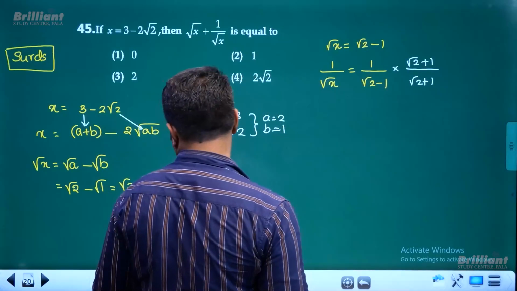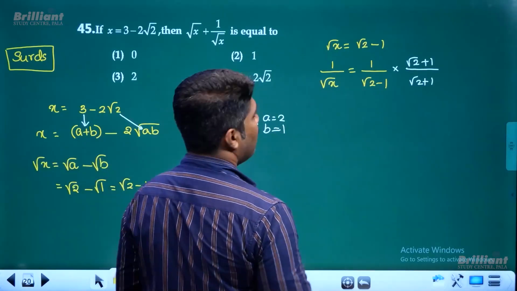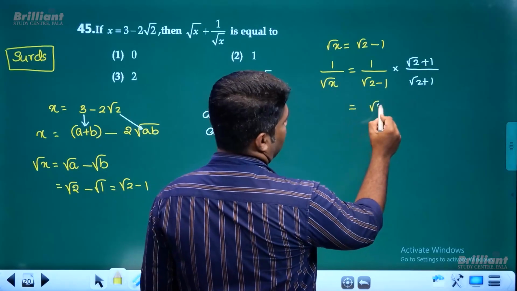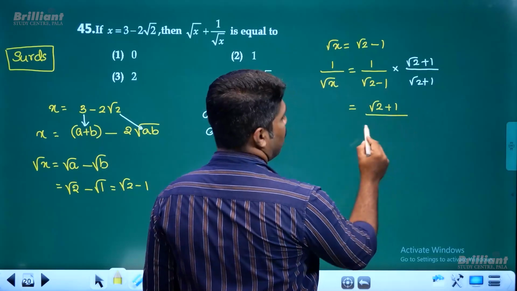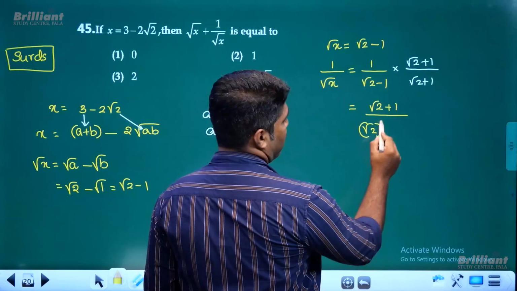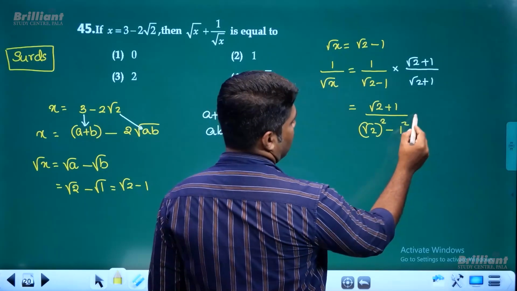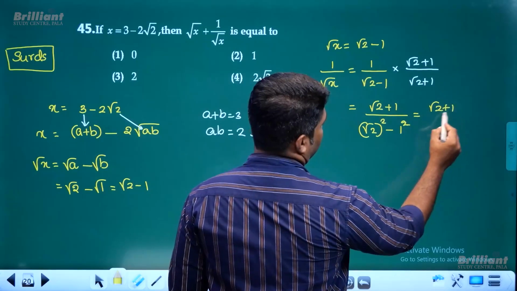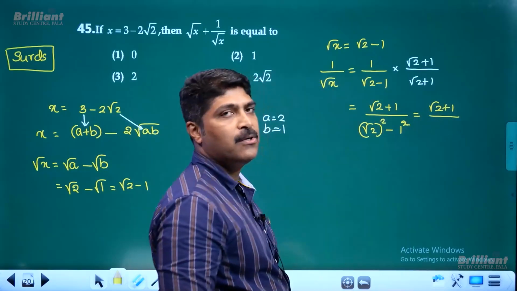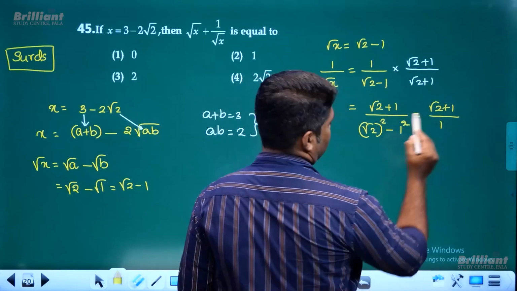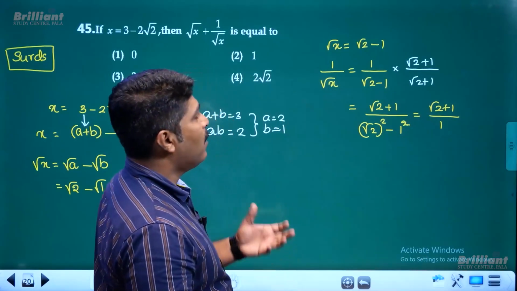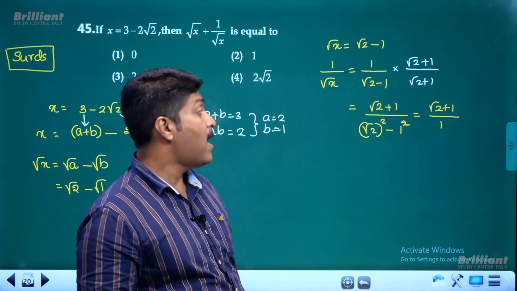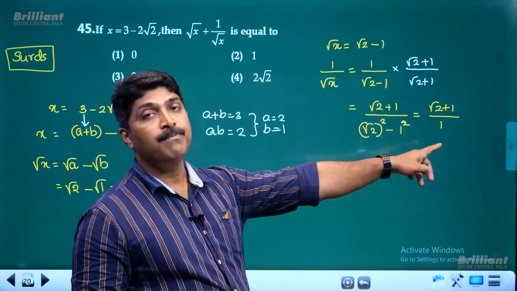So what will be the result here after simplifying this one? Here the numerator is simply root 2 plus 1. Denominator is just like a square minus b square. This numerator is root 2 plus 1. Denominator is root 2 square, which is 2 minus 1. So that is 1. As we got root x equal to root 2 minus 1, and 1 by root x equal to root 2 plus 1.